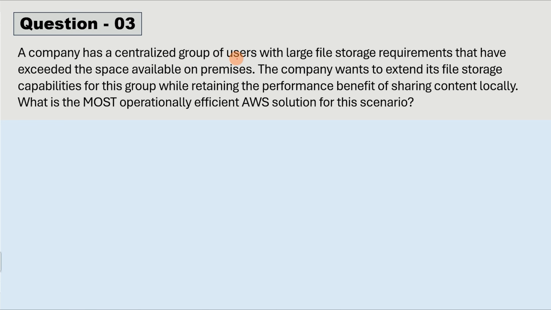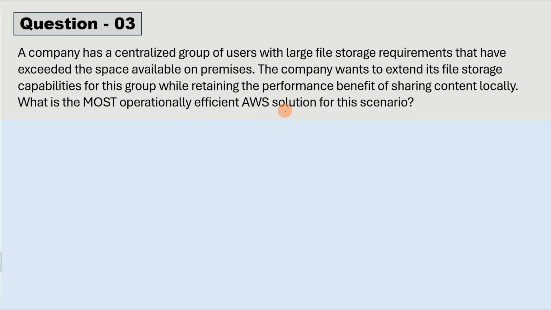Now question number 3. A company has a centralized group of users with large file storage requirements that have exceeded the space available on premises. The company wants to extend its file storage capabilities for this group while retaining the performance benefits of sharing content locally. What is the most operationally efficient AWS solution for this scenario?